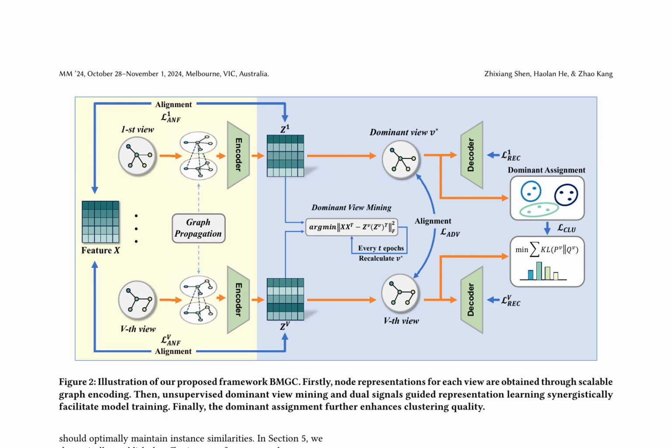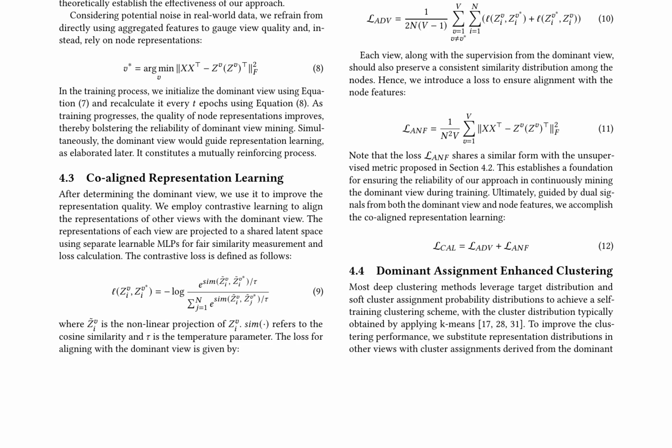Unsupervised dominant view mining quantifies the discrepancy between the similarity matrices of original features and view-specific aggregated features. Co-aligned representation learning aligns the representations of other views with the dominant view using contrastive learning. The framework also incorporates a loss to ensure alignment with node features. The final loss function combines the alignment losses from both the dominant view and node features. This approach enhances clustering quality by leveraging dual signals from the dominant view and node features.